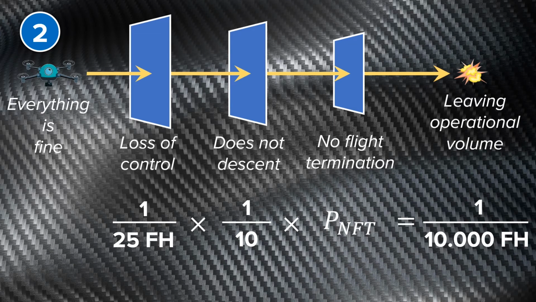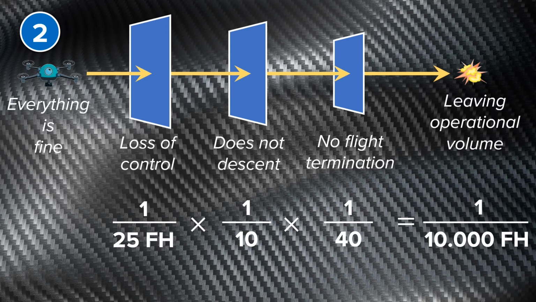Finally, we have the PNFT, the probability that the flight termination system is not working when you have both loss of control and no descent of the aircraft. But since we only have one variable left in the equation, we can also compute what PNFT needs to be. In this case, it must be 1 over 40, meaning that the flight termination system can only fail once for every 40 times it is used.